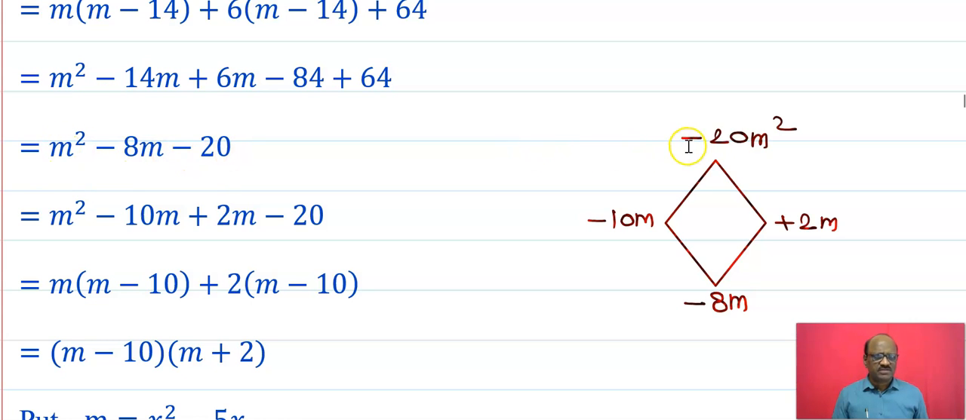So minus 20m square. What about the middle term? The middle term is minus 8m.